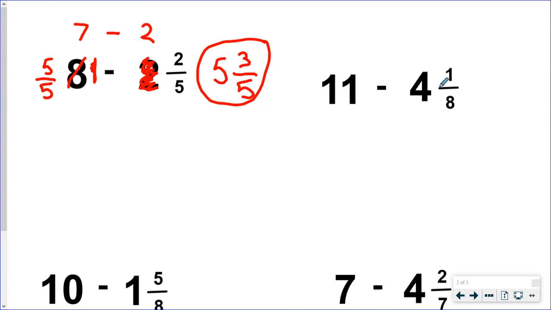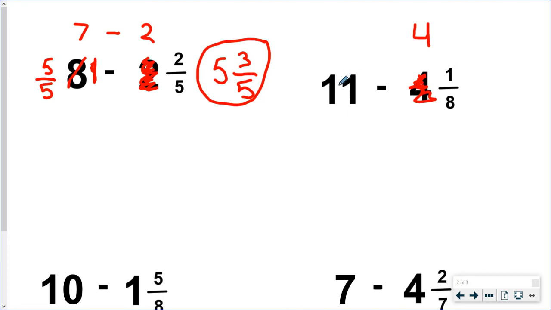Okay, so the same idea over here. I have 11. I'm going to subtract 4 1/8. So again, I want to get rid of this 4. I'm just going to move it up. I'm not really getting rid of it. I'm just getting it out of my way so I don't get confused. So the 4 I move up, and now I'm left with this 1/8.